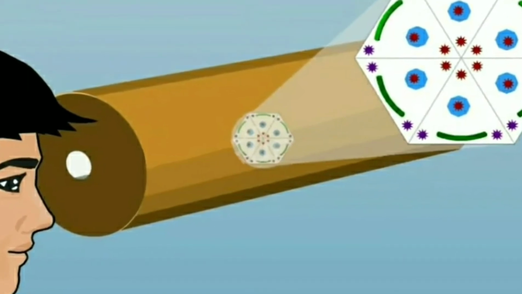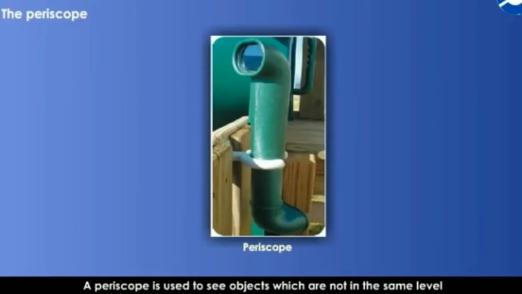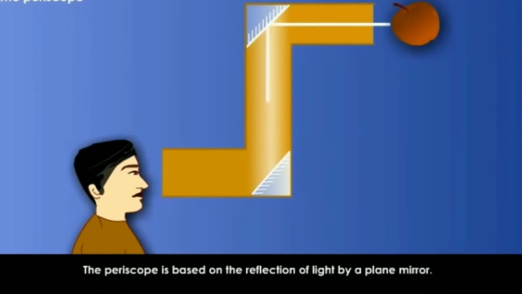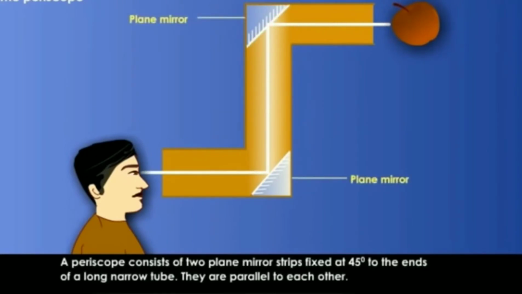Another application of multiple reflection of light is a periscope. The periscope is a device which is used to see objects which are not at the same level as our eyes. The phenomena that explains the working of a periscope is the multiple reflections of light. Let us understand the working of a periscope. This is the diagram of a periscope which shows a tube with two bends at 90 degree, and the light from the object, which here is an apple, is falling on the first mirror. It bends at 90 degree, falls on the second mirror, and then enters the observer's eye.